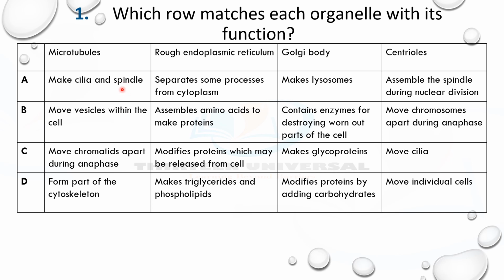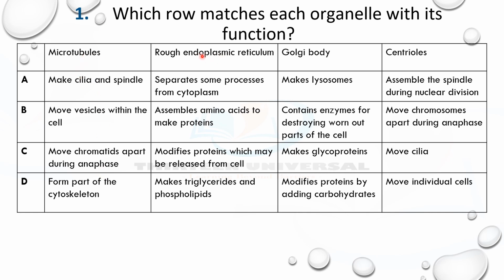So this is correct. If I go to B on microtubules, move vesicles within the cells. Yes, microtubules can do that. They form part of the cytoskeleton. C says move chromatids apart during anaphase. Yes, they do that. In anaphase of mitosis they help to separate them. They shorten at the poles and pull the sister chromatids apart. So any of these options for microtubules is correct.